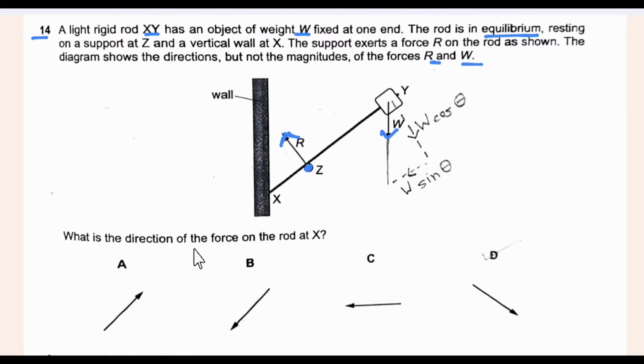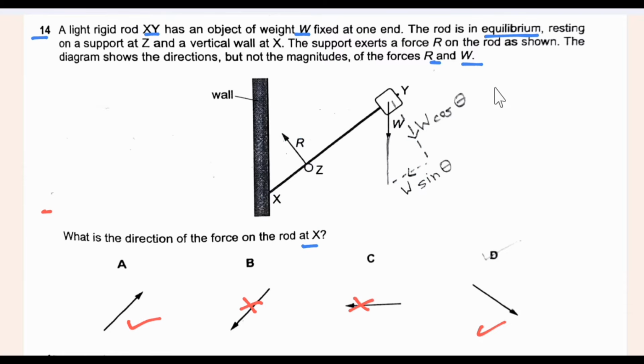What is the direction of the force on the rod at X? So first of all, for the weight we have drawn it, consider the horizontal and vertical components of forces. As we can see, this force is acting upwards and this is acting downwards. Then this force is acting in this direction. So to cancel this force, a force must act in this direction. That means the force should be on the right. So the force on the left is removed and it could be either A or D.